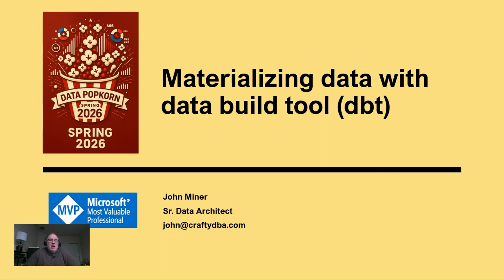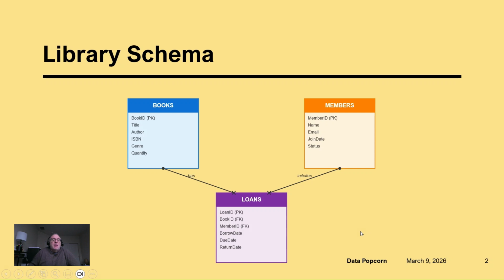Today, I'd like to talk about materializing data with the data build tool, known as DBT. This video depends upon the prior video, which was talking about how to use DBT to seed tables. We're going to be using the library schema. It has books, loans, and members. This is the OLTP version of the schema. We're going to make an OLAP version for analytic processing.